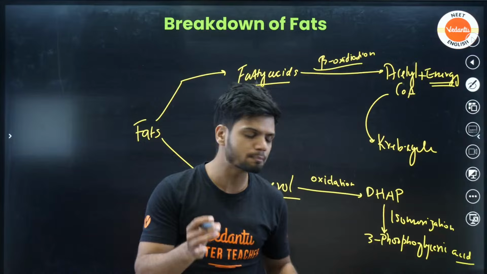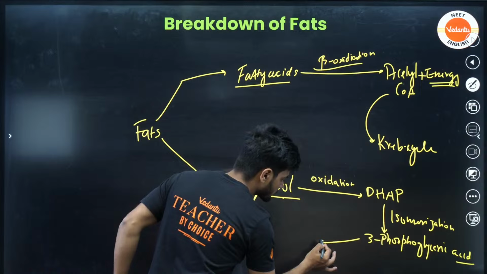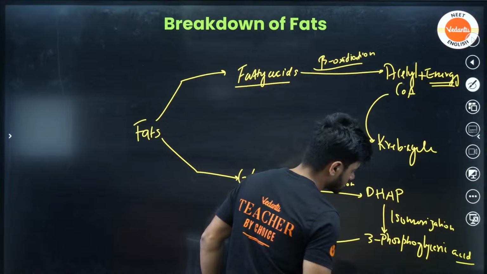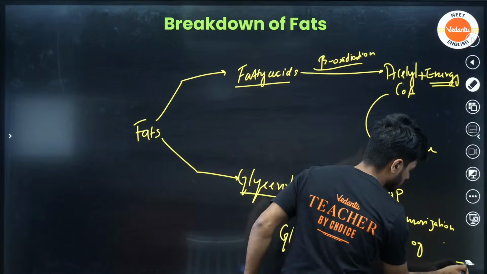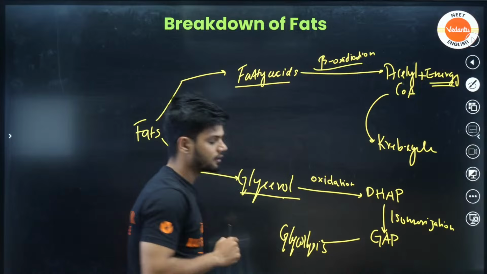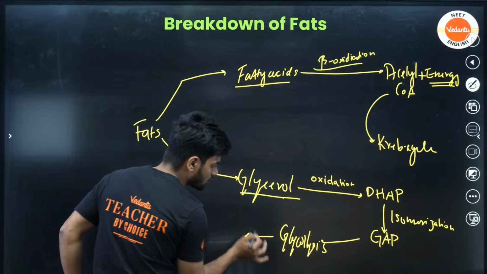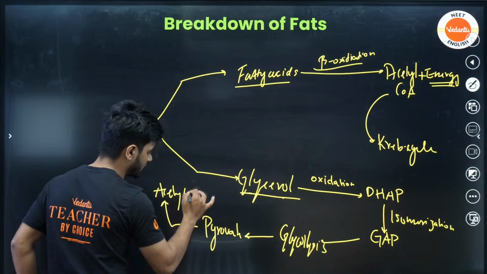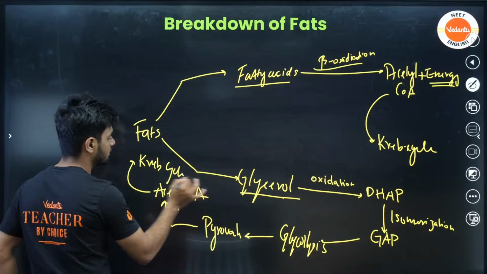Both of these molecules can undergo glycolysis. And when it undergoes glycolysis, what is produced? It is glyceraldehyde 3-phosphate. This particular glycerol undergoes glycolysis, which forms your pyruvate. This pyruvate will form your acetyl-CoA. This acetyl-CoA will enter the Krebs cycle.